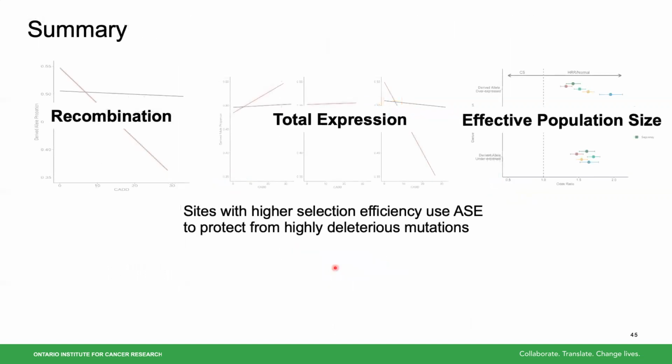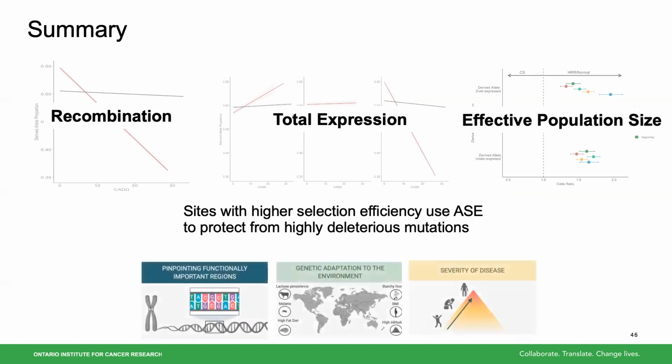So today I showed you that these three aspects of efficiency of selection, recombination, total expression, and effective population size, seem to facilitate ASE evolution, specifically where sites with higher selection efficiency are using ASE to protect from highly deleterious mutations. And this is going to further influence these aspects of human genetics research that I touched on at the beginning. We can look at these in terms of genetic adaptations to different environments in these different populations, and also the penetrance of many human diseases.